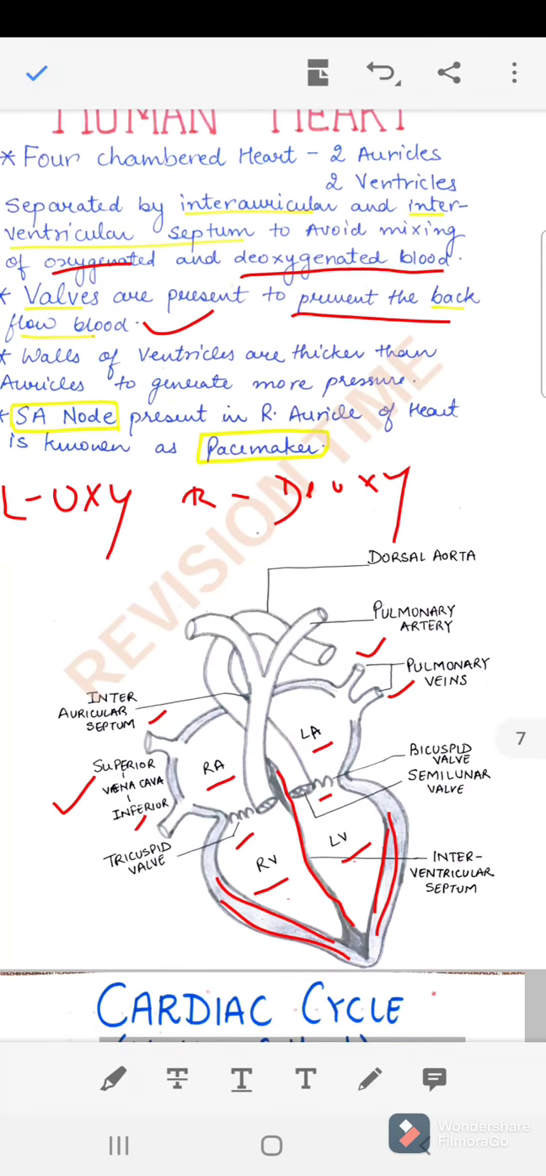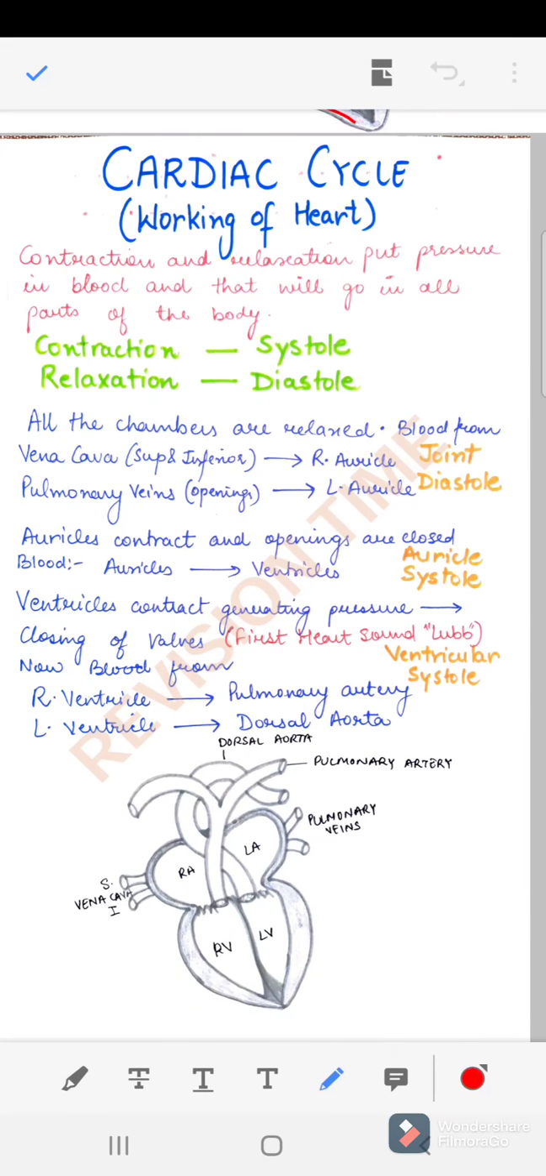So next is the cardiac cycle, how our heart works. The basic principle of heart working is the contraction and relaxation, which put the pressure in blood and that will go to the body parts. So contraction is known as systole and relaxation is known as diastole. So initially all the chambers are in the relaxed position and now blood from vena cava enters the right auricle through superior and inferior vena cava, and from the pulmonary veins it comes to the left auricle. What will happen, the auricles will contract and the valves will be opened.